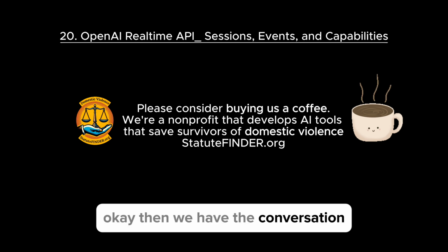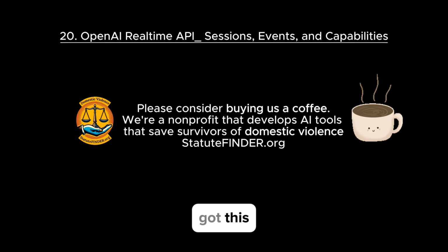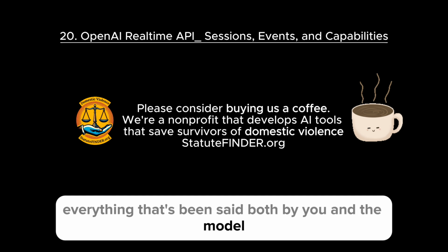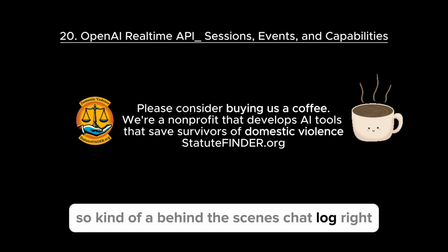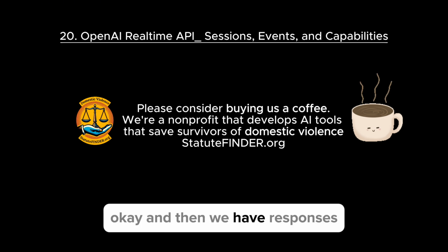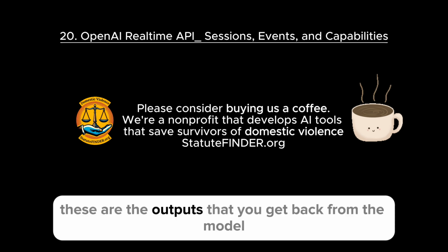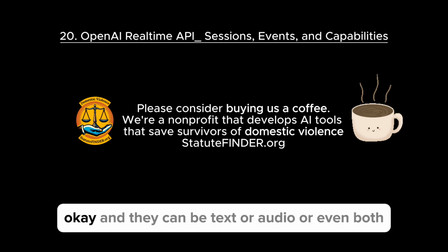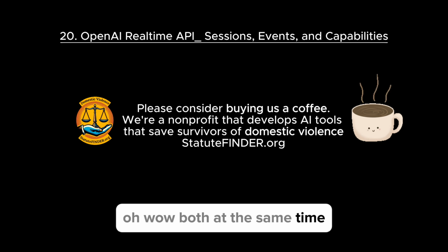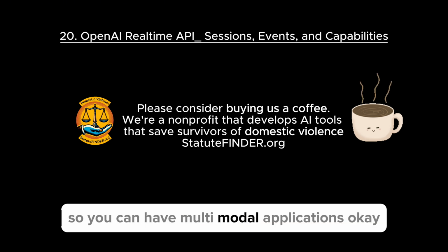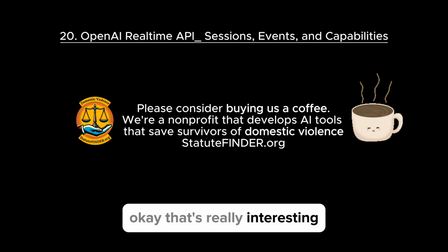Then we have the conversation. Think of this like a transcript. Everything that's been said, both by you and the model. So kind of a behind-the-scenes chat log. Right, exactly. And then we have responses. These are the outputs that you get back from the model. And they can be text or audio or even both. Oh, wow. Both at the same time. That's right. So you can have multimodal applications. That's really interesting.